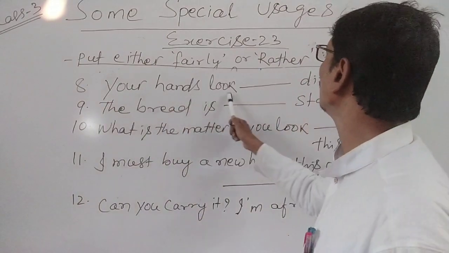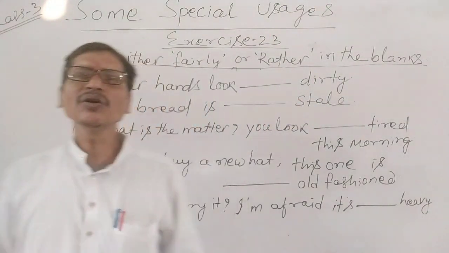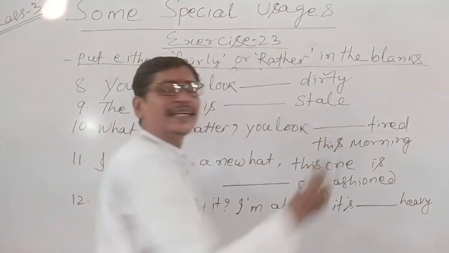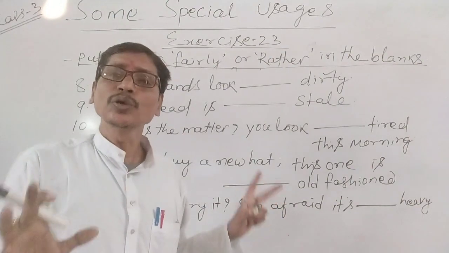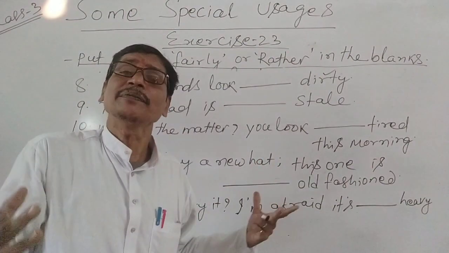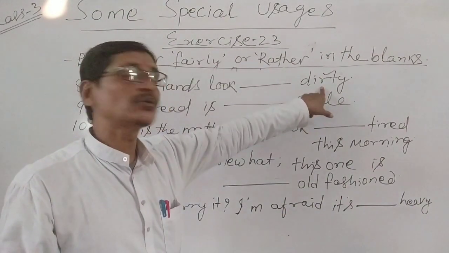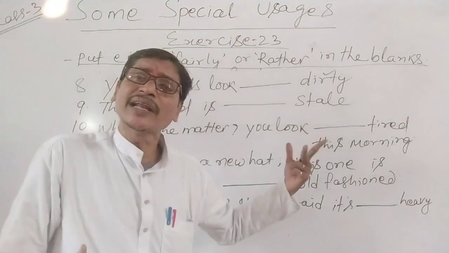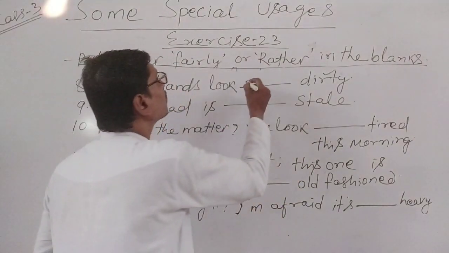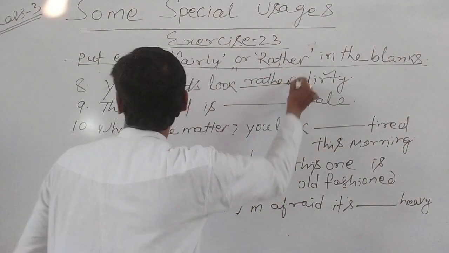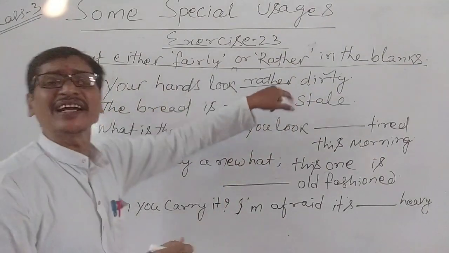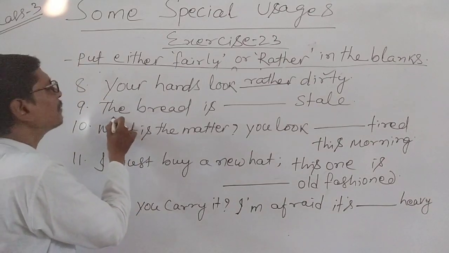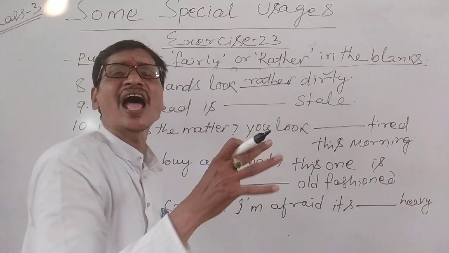Okay, so let's understand number 8. Your hands look dash dirty. Dirty means what? Do you think it is a pleasant thing? Do you think it is positive? No. When this word dirty comes, we think it is negative and unpleasant. Therefore, we have to use rather. So your hands look rather dirty. Understand?